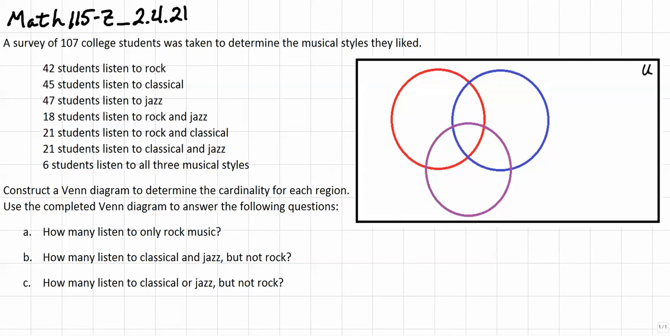So I'm going to use a color code for this, and we will let R in red be rock, and we will let light blue be classical, and then jazz will be in purple.